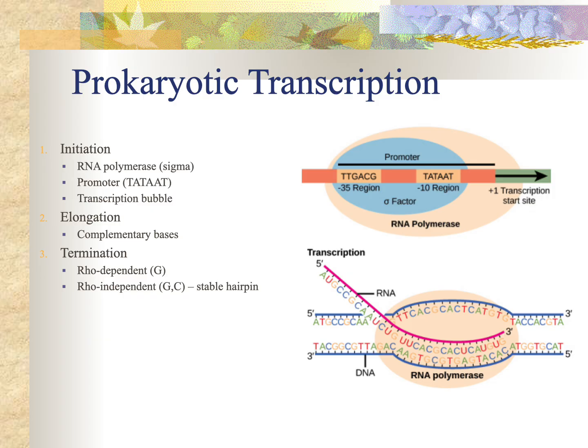Okay, the messenger RNA that's made begins usually with the codon AUG, and it will continue until there's a stop sequence that forms what's called a hairpin structure, and that causes the RNA polymerase to let go of the DNA and the transcription bubble to close.